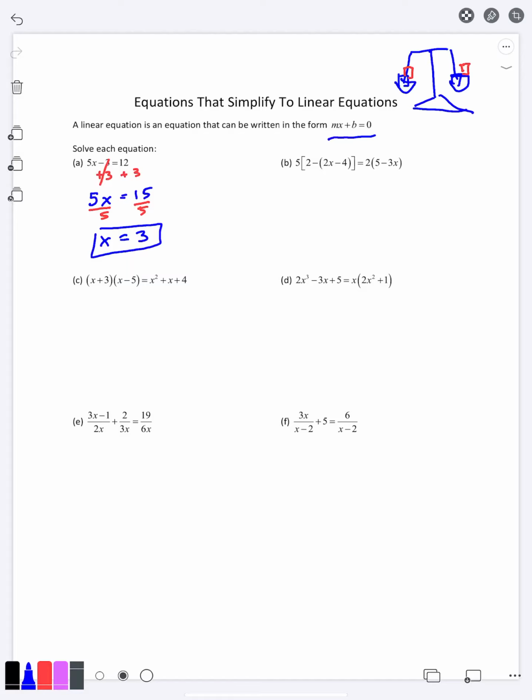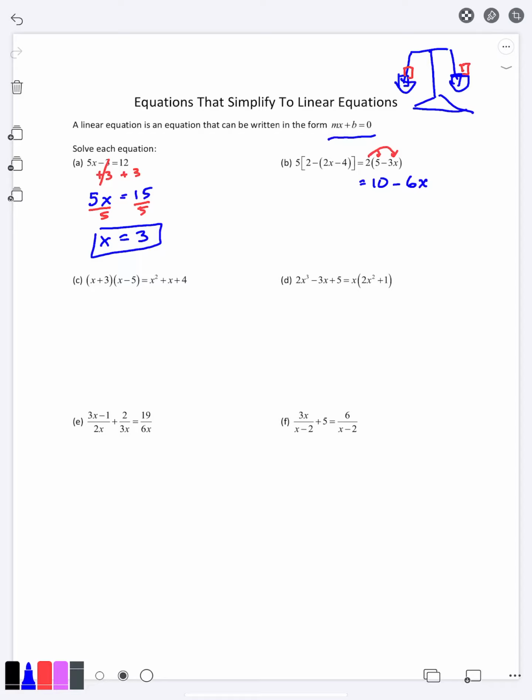On this next one, you can see part B here, it's a lot of parentheses and brackets and everything. So what we're going to do is, before we try to do what we did in the previous step, we're going to try to simplify each side and see what we have. The right side's easier to work with, so I'll start there. I would go ahead and distribute the 2 in. 2 times 5 is 10, and 2 times minus 3x is minus 6x.